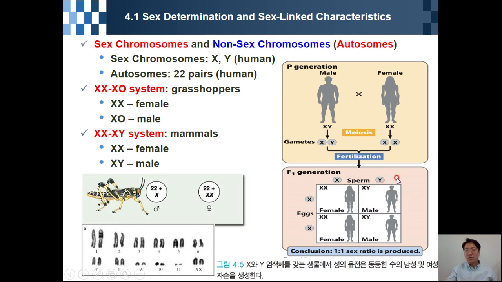And how about XY in this square? They will make XY. So it means that a 1-to-1 sex ratio will be produced. Okay, so this shows that mammals, including humans, have the XX and XY system. Humans have 22 pairs of autosomes, and also have X and Y as the sex chromosomes.